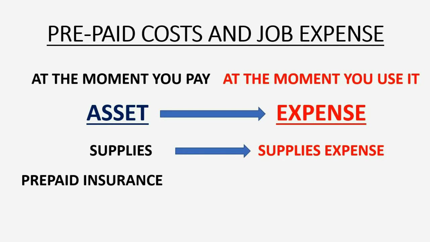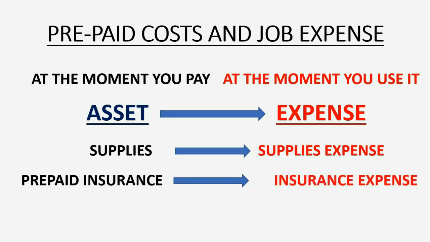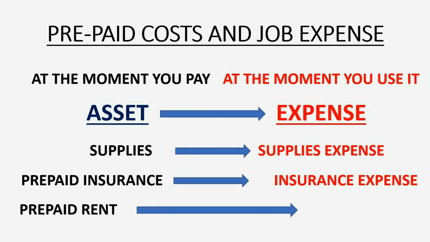Same thing with prepaid insurance. When you pay the policy up front, you have an asset. Then as time goes by, you have to adjust for the amount of the policy you used over time, and the amount of the policy that you used over time becomes insurance expense. Same thing if you pay your rent in advance on the office. As you stay in the office, the asset that you paid for the value of staying in the apartment or office gets used over time as you stay, and the amount that you used and actually stayed for becomes rent expense.